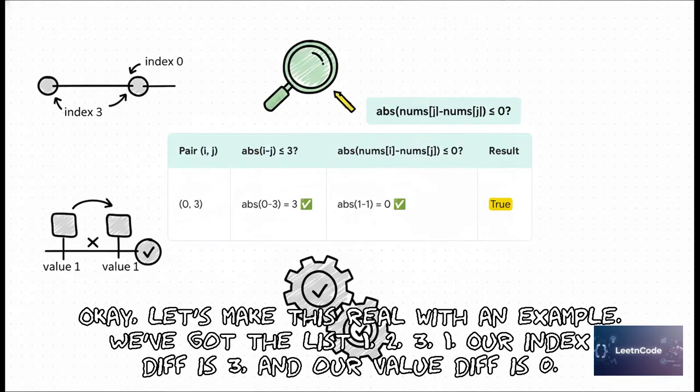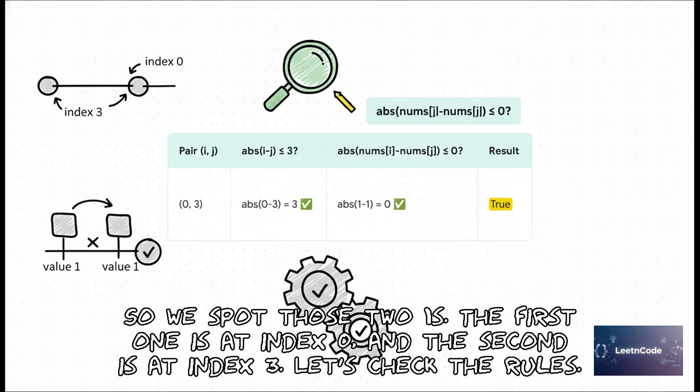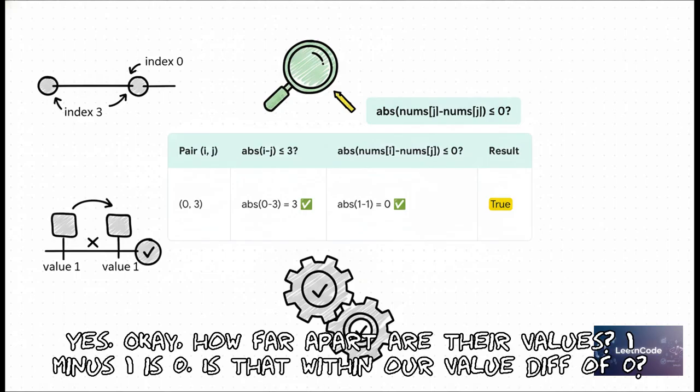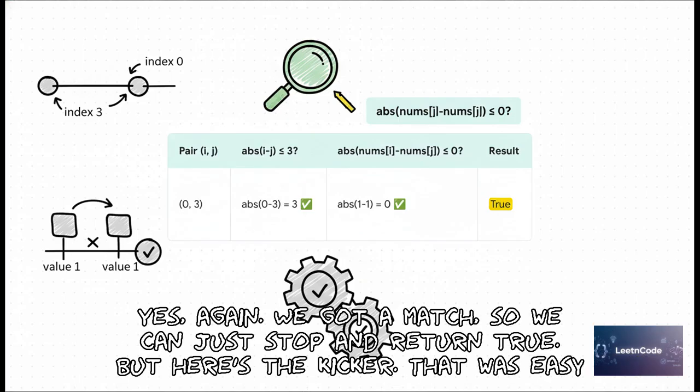Okay, let's make this real with an example. We've got the list 1, 2, 3, 1. Our index diff is 3 and our value diff is 0. So we spot those two ones. The first one is at index 0 and the second is at index 3. Let's check the rules. How far apart are their positions? 3 minus 0 is 3. Is that less than or equal to our index diff of 3? Yes. Okay, how far apart are their values? 1 minus 1 is 0. Is that within our value diff of 0? Yes again. We got a match, so we can just stop and return true.